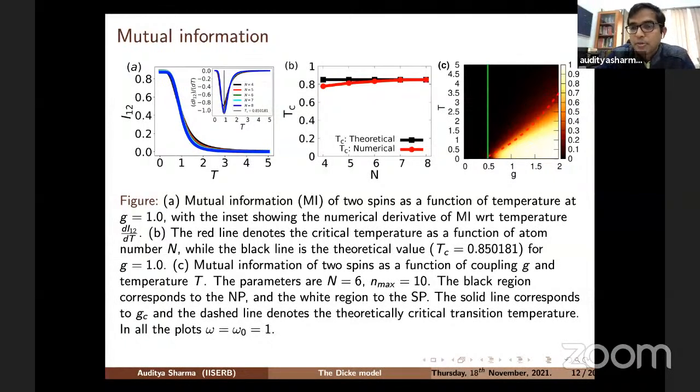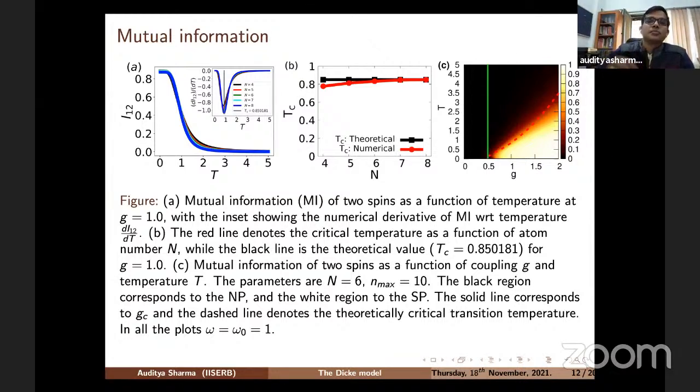So figure C is a surface plot of this mutual information between any two atoms with G varying on the x-axis and T varying on the y-axis. So you see that whenever G is less than 0.5, it doesn't matter how high your temperature is, you're always in the normal phase. So this mutual information is relatively low there. And then when G is greater than 0.5, and if temperature is sufficiently low, you're in the superradiant phase.